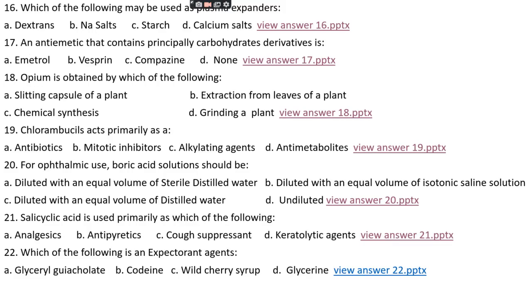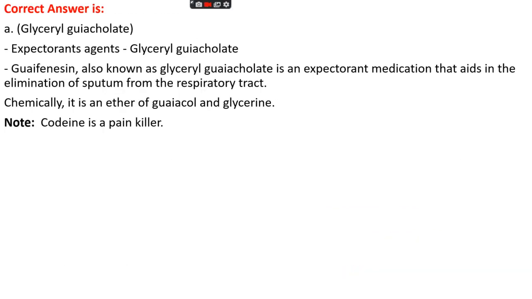Okay. Question number 22. Which of the following is an expectorant agent? Option A, glyceryl guaiacolate. Option B, codeine. Option C, wild cherry syrup. Option D, glycerin. The right answer is option A, that is glyceryl guaiacolate. Okay, the expectorant agent is actually glyceryl guaiacolate.